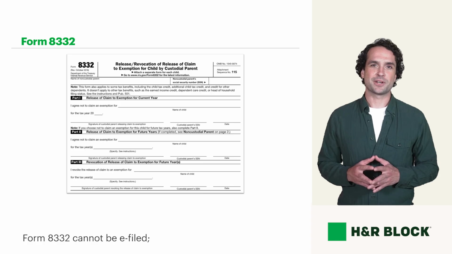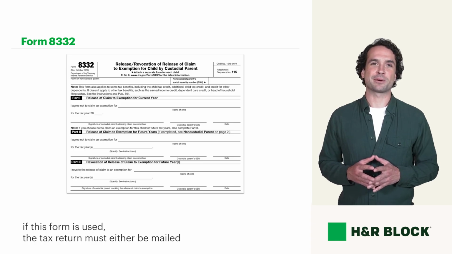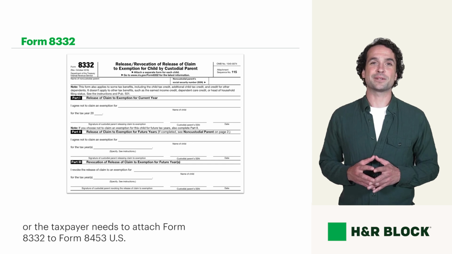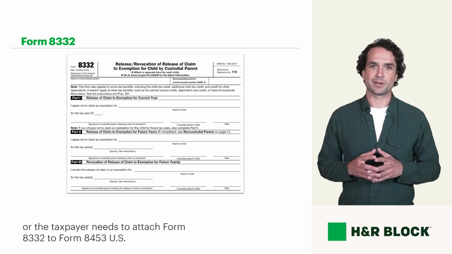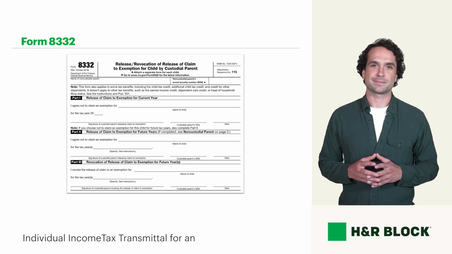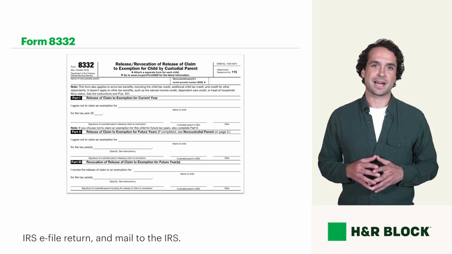Form 8332 cannot be e-filed. If this form is used, the tax return must either be mailed, or the taxpayer needs to attach Form 8332 to Form 8453, U.S. Individual Income Tax Transmittal for an IRS e-filed return, and mail it to the IRS.